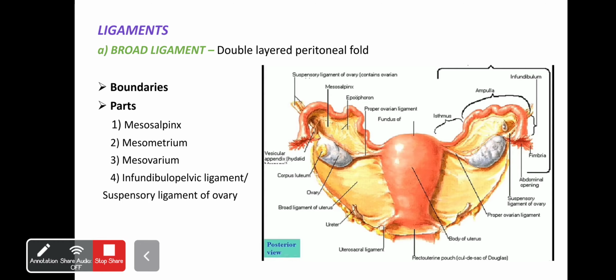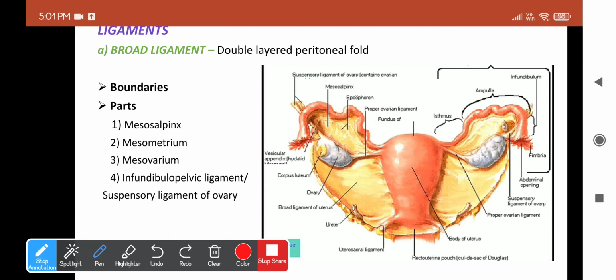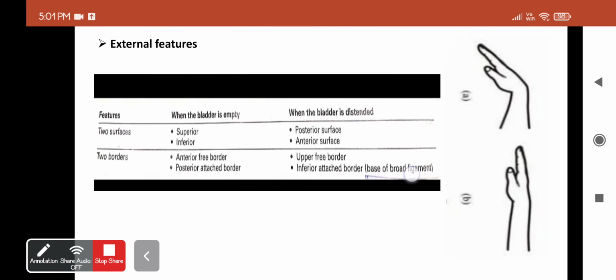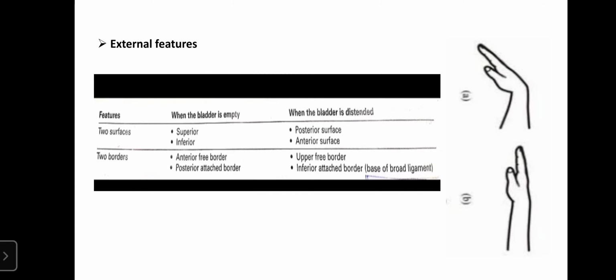Then the important part is the ligaments of the uterus. So first you have the broad ligament, which is a large double layered peritoneal fold. As you see in this diagram, it is this part which is extending all over, this yellowish giant one is called the broad ligament. So before seeing the boundaries and parts, I would like to explain the external features first, because the external feature of the broad ligament is actually dependent on the shape and position of bladder and uterus.